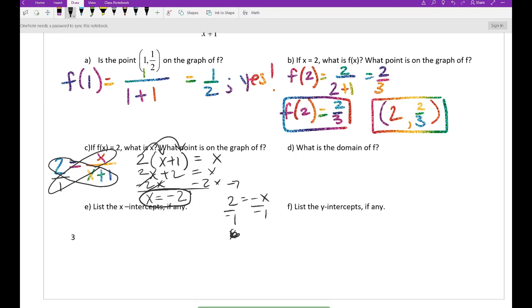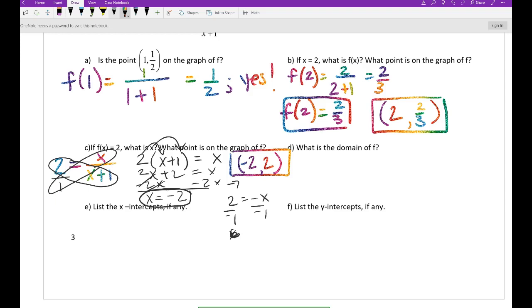That's the first half of the question. Second half of the question, be very careful, answer this question. What point is on the graph of f? How do you write that answer? What goes first? Yeah, the x goes first, -2. Y is 2, okay? Very good.